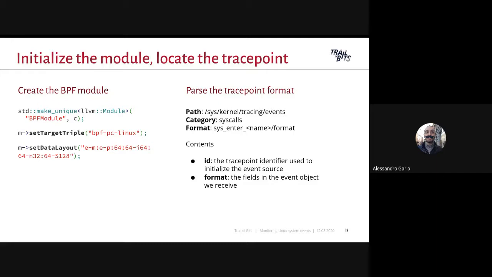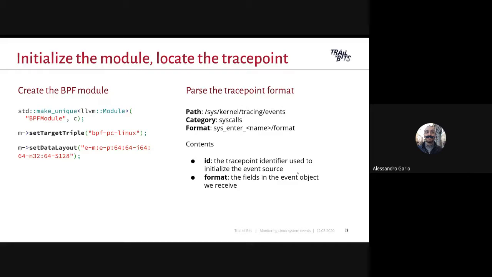The next step is to identify what kind of data we're going to work with. A special file in the system named format contains everything we need. Inside, you will find an ID that we'll need later on when configuring the event, and a list of fields we will be able to access from BPF.